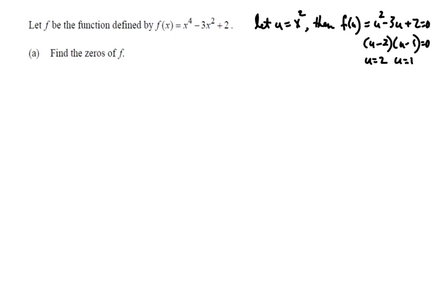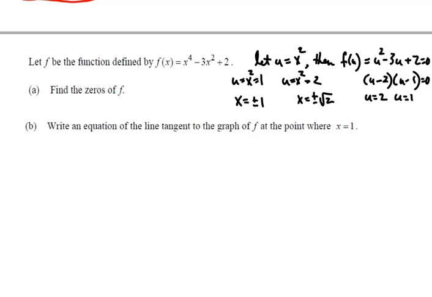So going back to u is equal to x squared, we would have x squared is 1, x squared is 2, and so we would have the roots x is equal to plus or minus 1, x is equal to plus or minus the square root of 2. Again, this is one method for finding this. I could have used synthetic division also, starting with x equals 1 as a root. And that's it for part A.